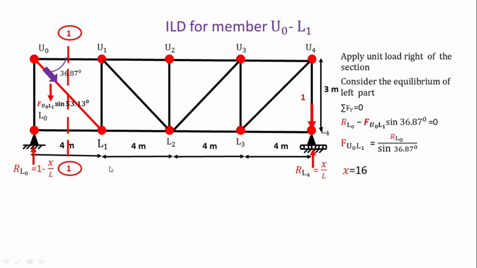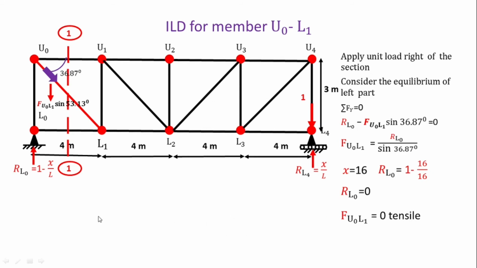Now again here x changes to 16 meter. What is the value of RL0? So RL0 is equal to 1 minus 16 by 16, that is equal to 1 minus 1, which is 0. So RL0 is equal to 0. Automatically this RL0 is 0, so automatically this F U0L1 is 0. But here we are considering this as a tensile. But when the value is 0, that doesn't affect the tensile or the compression.